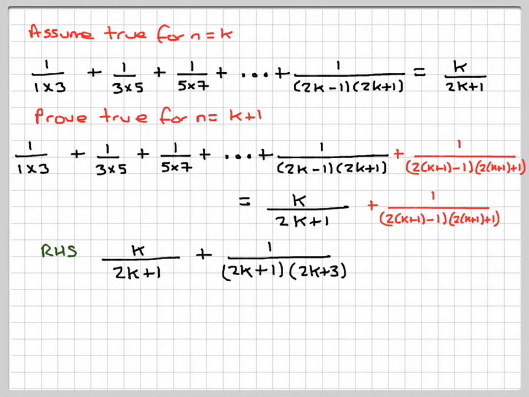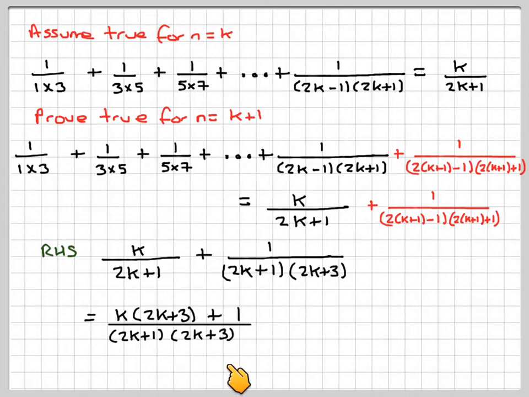All right, so this becomes 2k plus 2 minus 1, which is 2k plus 1, and this becomes 2k plus 2 plus 1, which is 2k plus 3. Going for a common denominator, we get k times (2k plus 3) plus 1, over (2k plus 1)(2k plus 3). Multiplying out, we get 2k squared plus 3k plus 1 over (2k plus 1)(2k plus 3).